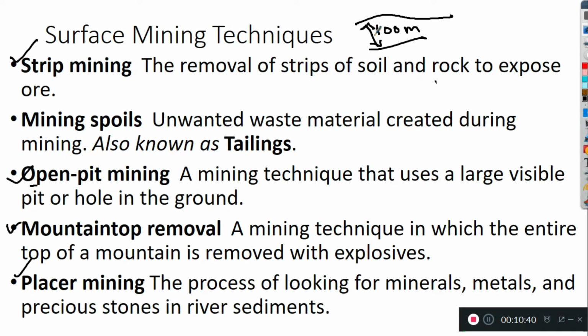The leftover material that they're removing during the mining, whether it's this overburden that they're removing from the surface or the actual rock that's left over from processing the ore, those are the mining spoils. And one of the big problems we have are the tailings. The tailings are what's left over from the ore.